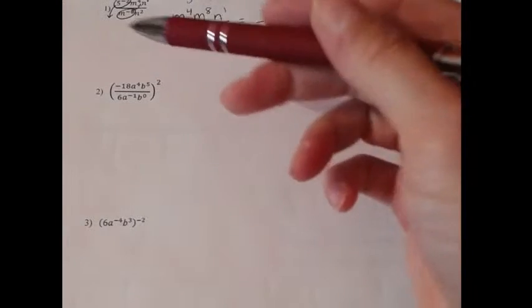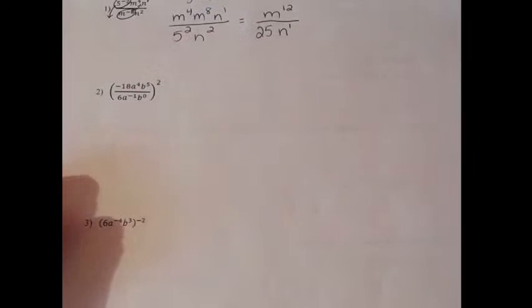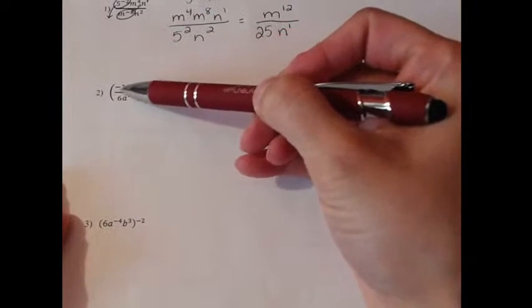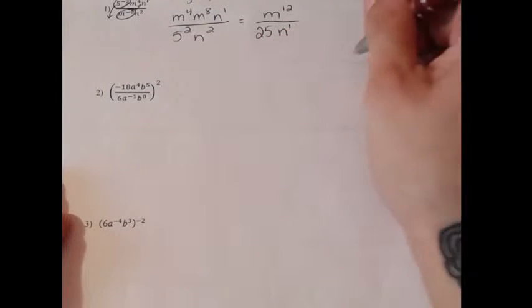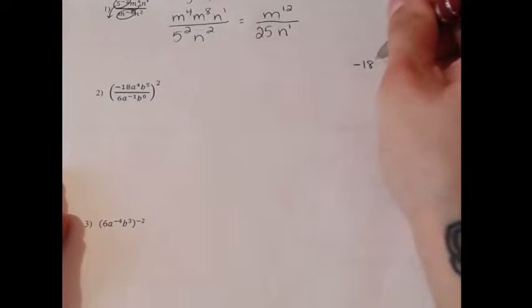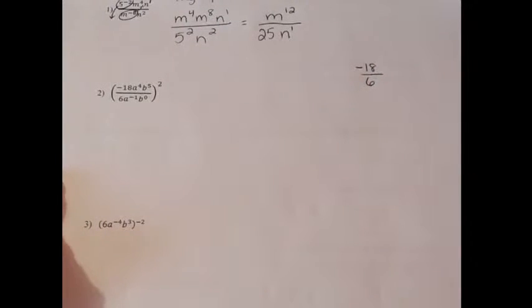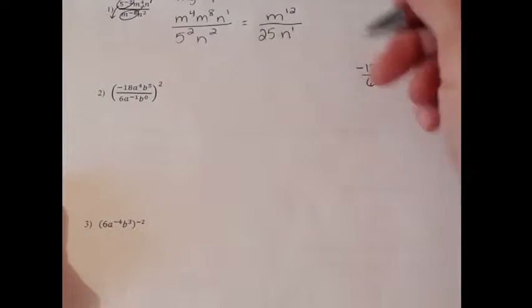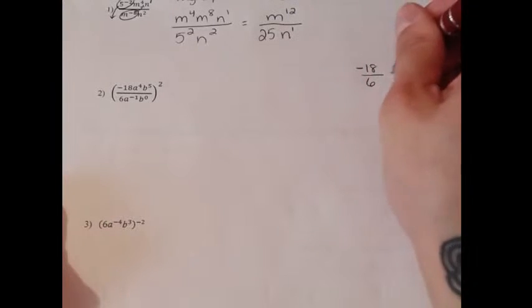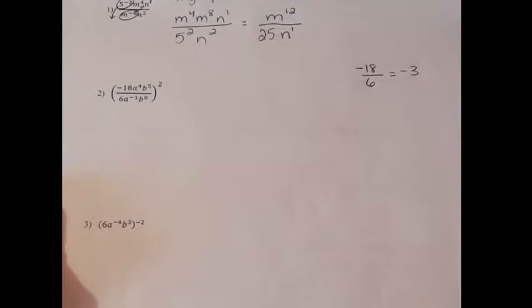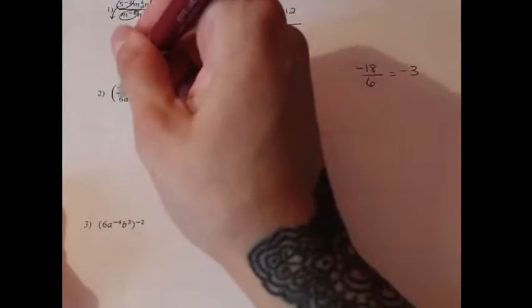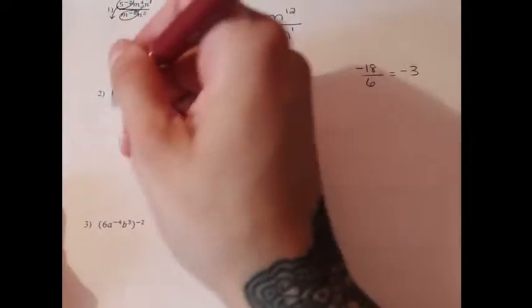Okay, first things first for number 2. We want to simplify what's inside the set of parentheses first. And I'm actually going to begin with the negative 18 over 6. If it helps, if I write negative 18 over 6, you would reduce that all day long. Negative 18 divided by 6 is simply a negative 3. So I'm going to rewrite this, that this becomes a negative 3.